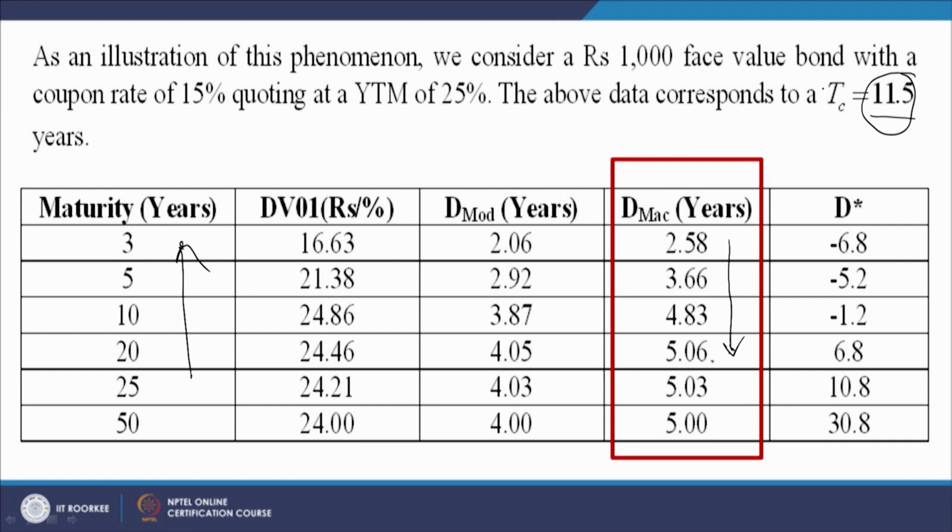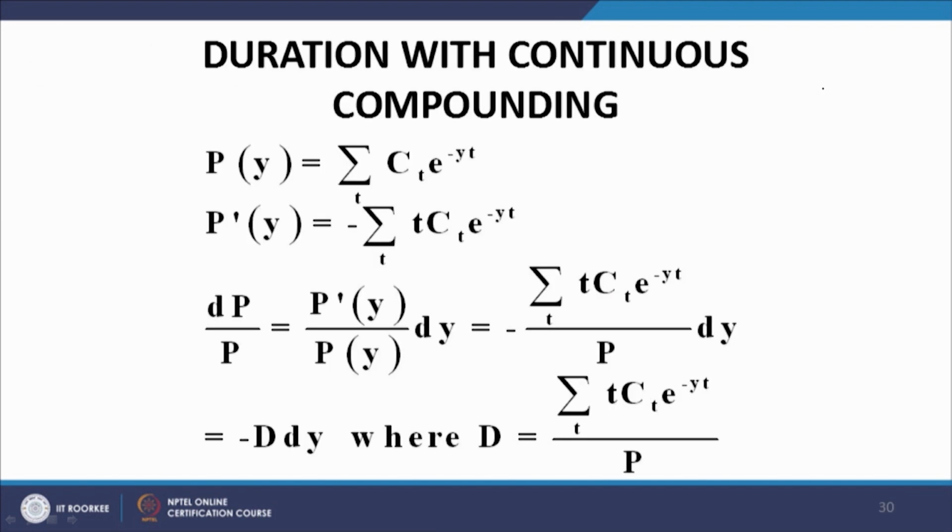You may note that this is a discount bond, the YTM is 25% and the coupon rate is 15%. So, clearly this is a discount bond. Duration with continuous compounding, I shall not delve into this in much detail, but the formula gets slightly modified here. It is self-explanatory, it is very simple. So, let us move on.